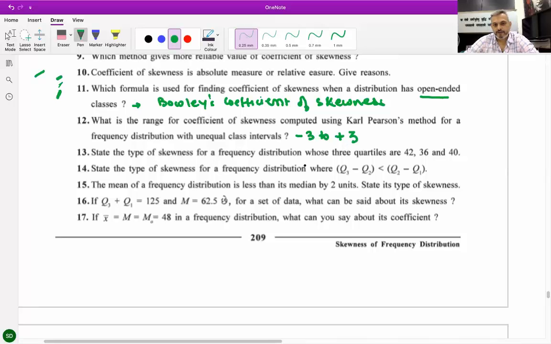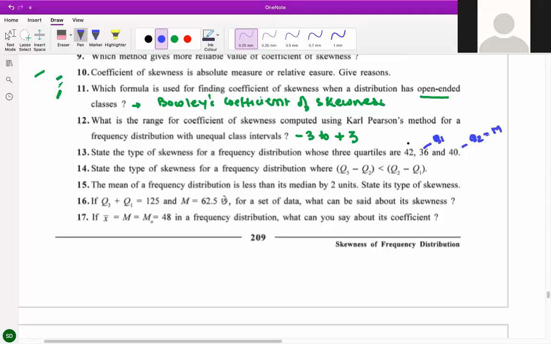State the type of skewness for a frequency distribution whose quartiles are 42, 36 and 40. Now how will we know which one is Q1? Can you tell me which is Q1? Among 42, 36, 40, which is Q1? 36. Very good. Q1 is the smallest. Then next Q2 is 40. So Q2 or median. And Q3 is 42. Now we have to state the type of skewness.